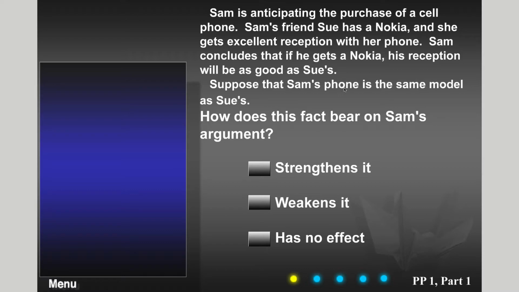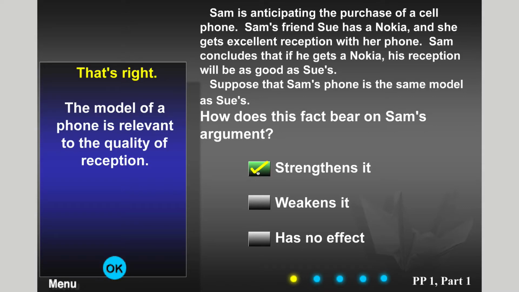Sam concludes that if he gets a Nokia, his reception should be just as good as Sue's. So suppose that Sam's phone is the same model as Sue's. How does this fact bear on Sam's argument? Well, it should strengthen it, right? That this exact same phone model? If it was different phone models, then that might have a very different effect on the reception. Okay? The model of the phone is relevant, I would say.